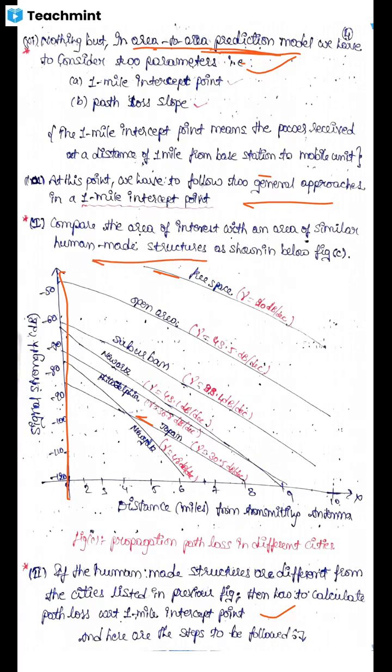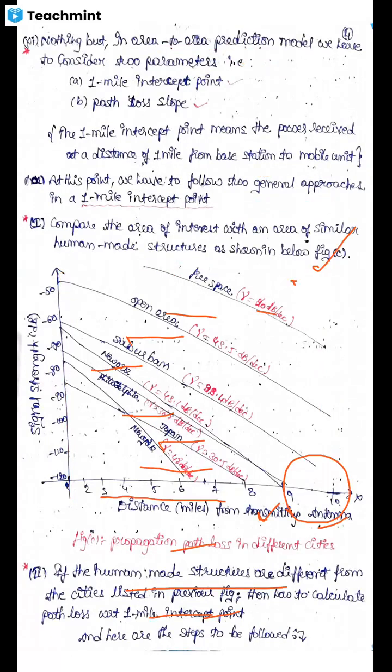Here it is given the path loss curves of different cities. As each city is different from the other due to different human made structures, we get different path loss curves for different cities. Now in the second approach, it was asked that if the human made structures are different from the path loss curves represented in these cities, then how will you draw the path loss curve at the 1 mile intercept point?